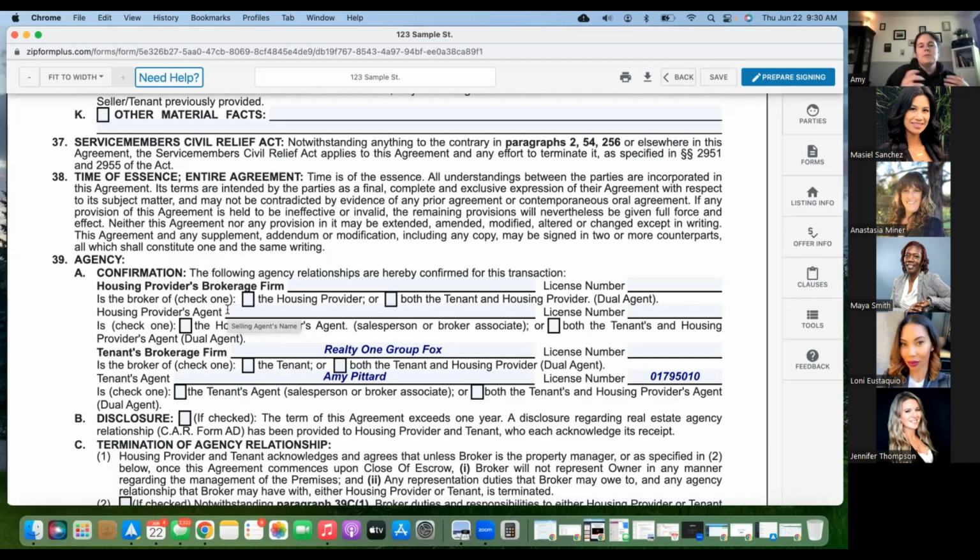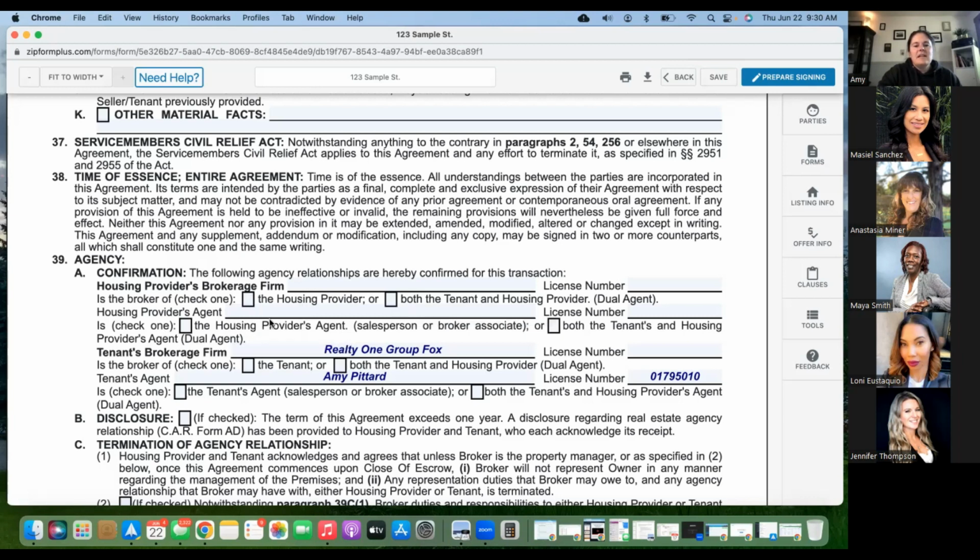The housing provider's brokerage firm, that's where you would put in the seller's information there. Their name, the brokerage name, license number, is the broker of either the housing provider or both the tenant and the housing provider if it was dual agency.